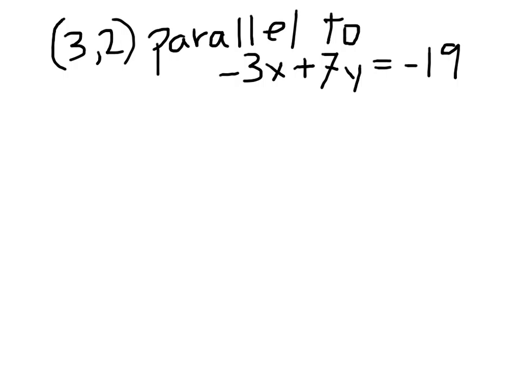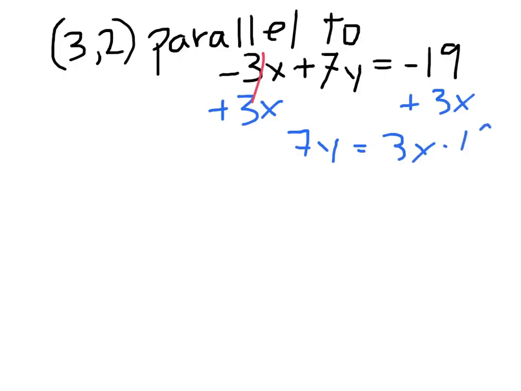So that means we need to get rid of x on this side. So plus 3x here, plus 3x there. Those guys cancel. So now we have 7y = 3x - 19. Then we have to what? Divide everything by 7. And I think we can see that the slope is going to be 3 over 7, the thing before the x, right?